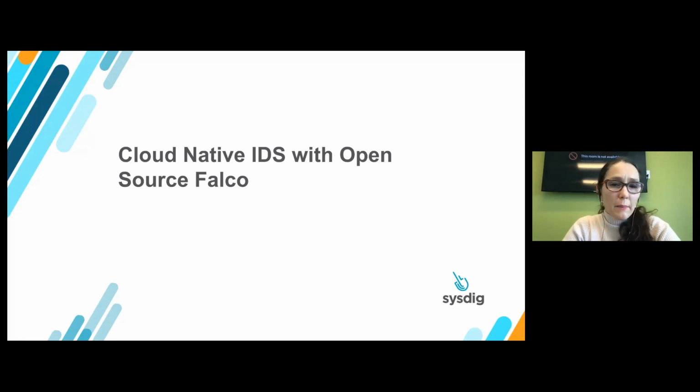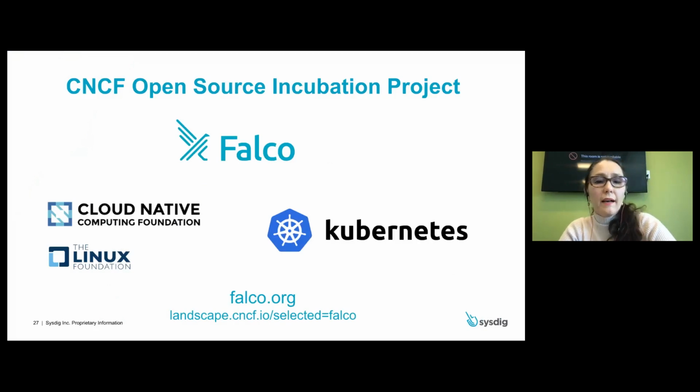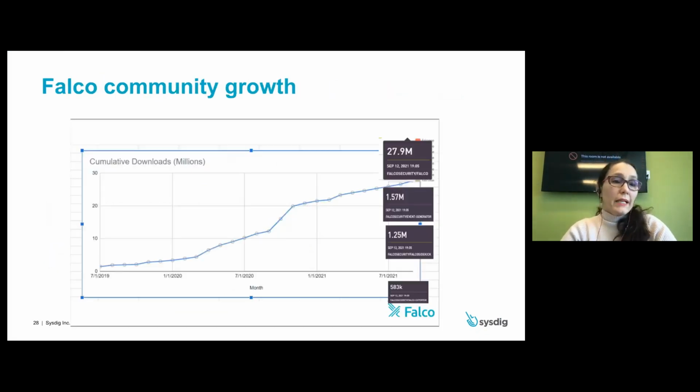First, I would like to talk about an open source project, Falco. Falco is currently in incubation phase in CNCF. Falco is the de facto standard for runtime security, container runtime security. Currently, there are almost 30 million downloads of Falco out there. And the Falco ecosystem is growing with other projects as well.